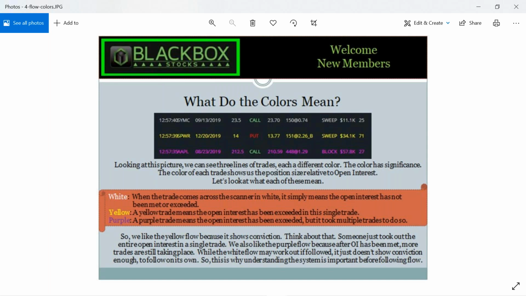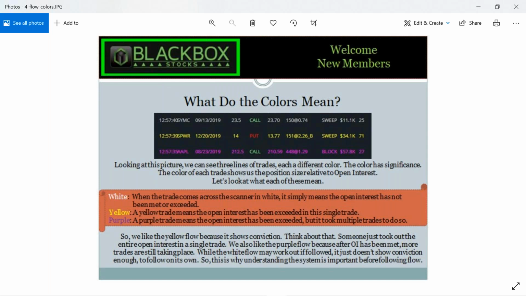So thank you. The colors are just telling us where, in relation to open interest, these trades are taking place. And that's important. We're going to look at that as part of the data. So when I say this is all yellow, should we follow the flow? Again, that's not enough information. That's one piece of the puzzle.